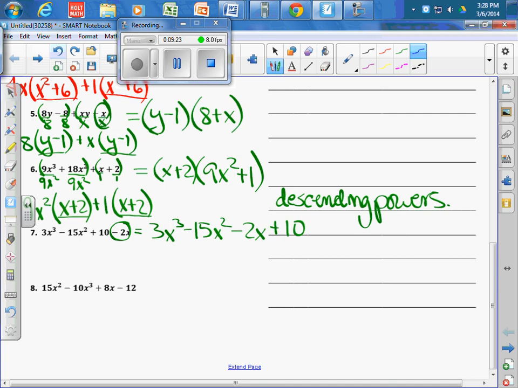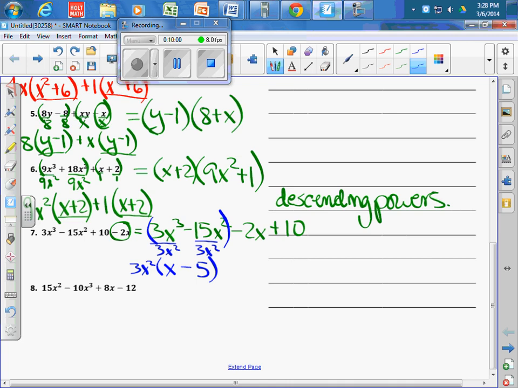I'm going to group the first two terms together. So I'm going to put parentheses around the 3x to the third minus the 15x squared. I have a 3x squared in common. When I pull that out, I've got the 3x squared. Now, what's 3x to the third over 3x squared? It'll be x. Bring down the minus 5. 15 over 3 is 5. And the x squareds cancel.